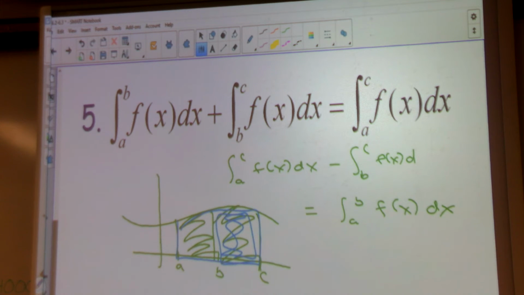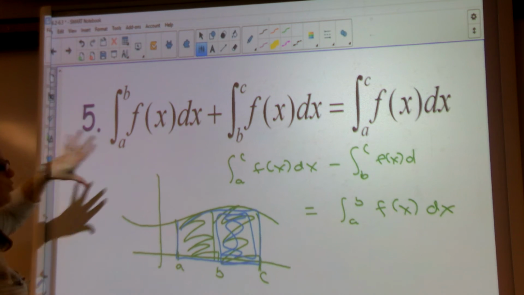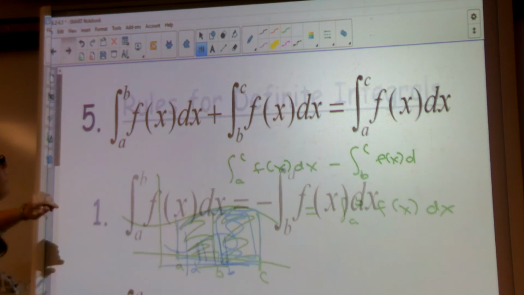Okay? These are your properties. Any other properties you don't know about could be true, they may not. These are the ones that are proven to be true.